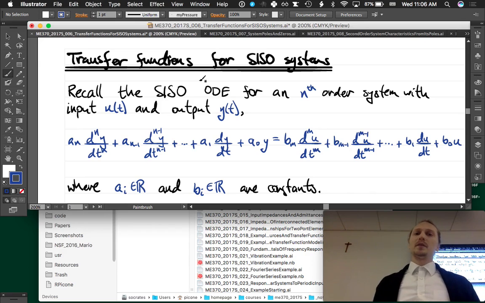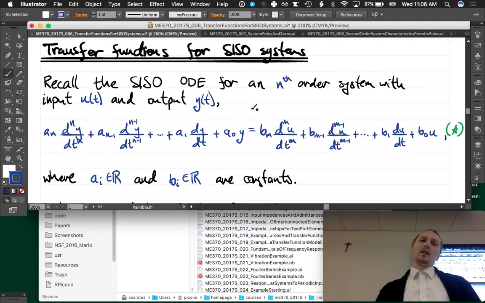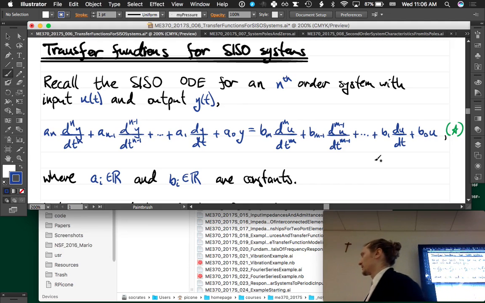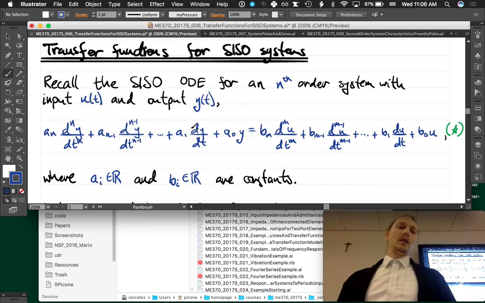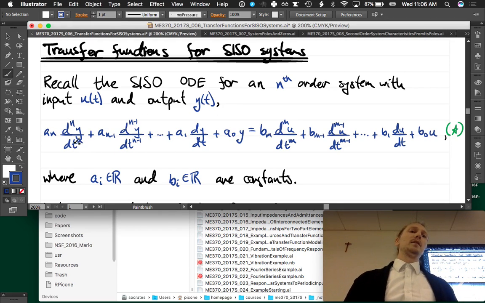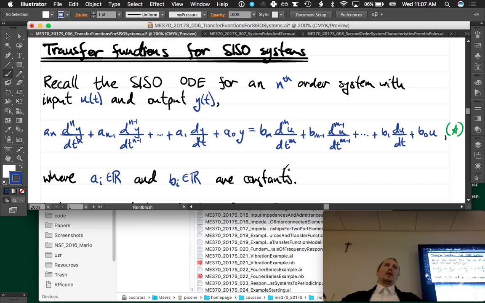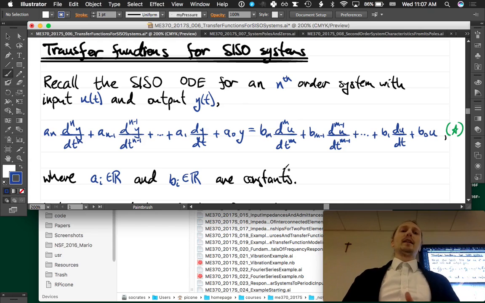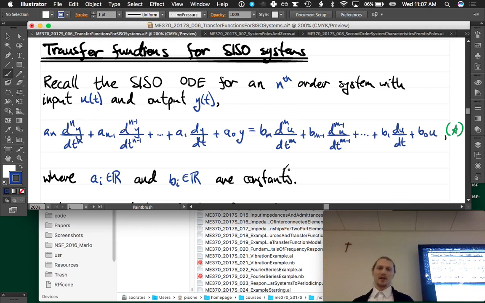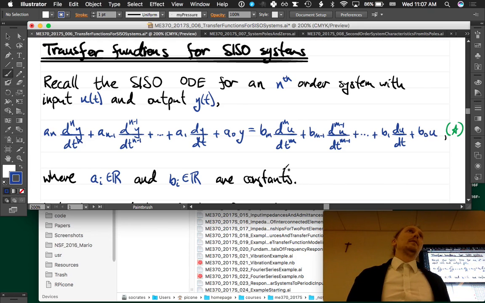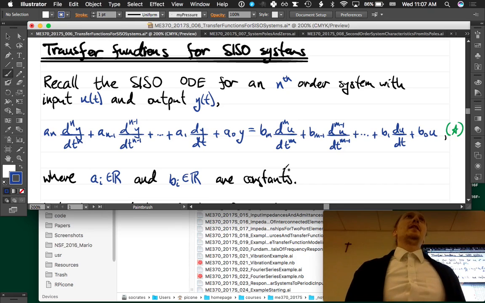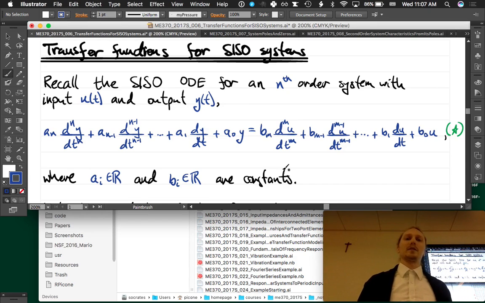So recall the single input, single output ODE for an nth order system with input U and output Y, which is this expression, which kind of looks scary, but it's really just a bunch of coefficients A on the left-hand side multiplied by time derivatives of Y, our output, equals a bunch of coefficients B on the right-hand side times time derivatives of U, our input. This is like, for instance, a second order system. We've represented this way. And the standard form has the zeta and omega n, damping ratio and natural frequency. We talked about those a lot last semester.